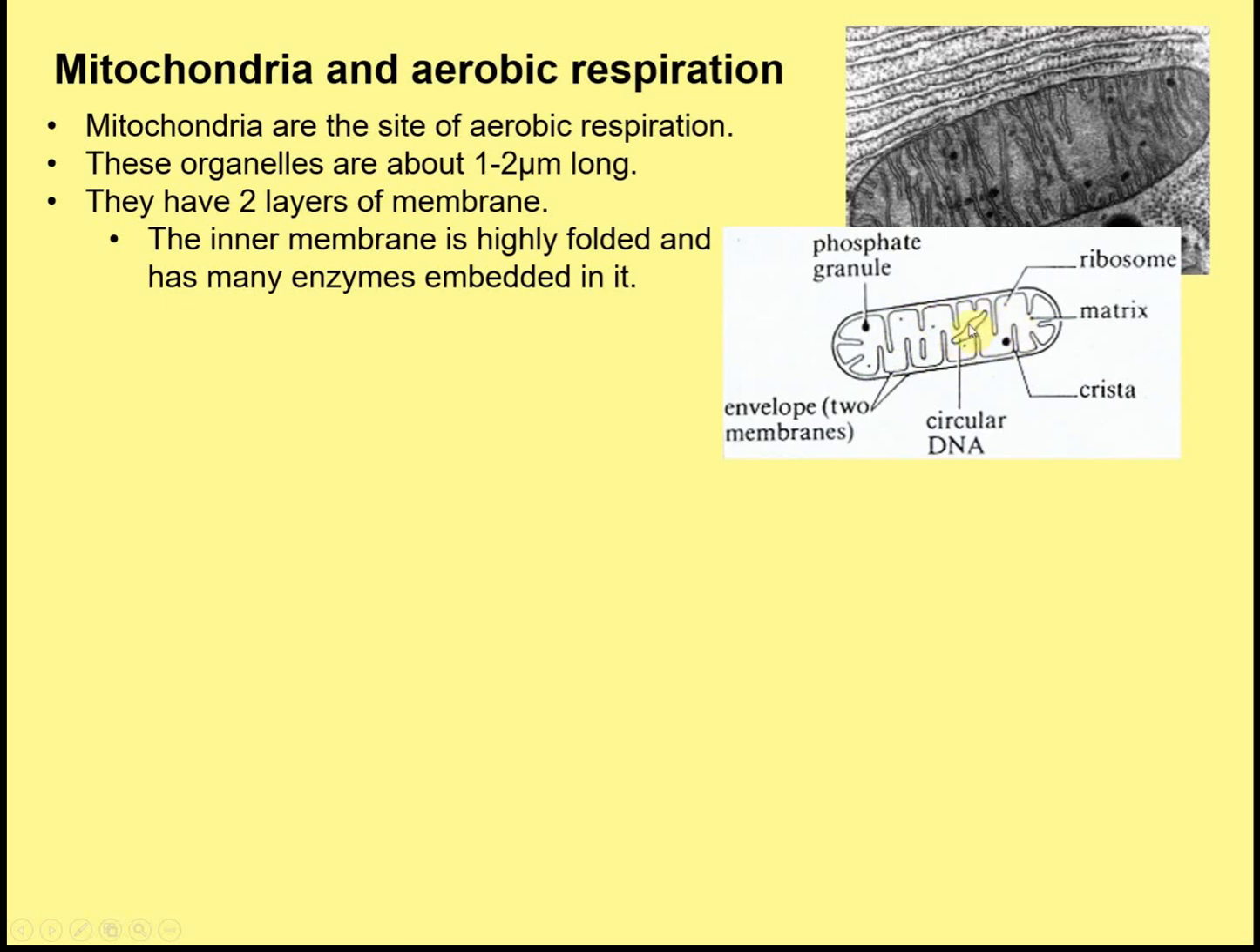Mitochondria actually have their own DNA, which is circular, and their own ribosomes. You might want to think about evolutionarily where they came from. But the key thing is there's highly folded inner membrane with lots of enzymes embedded on it. So I want you to think just for a moment, what's the benefit of that highly folded membrane?